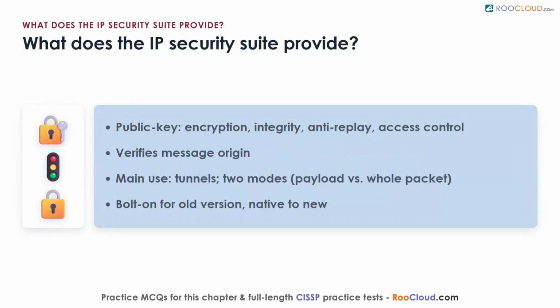What does the Internet Protocol Security Suite provide? A full bundle of protections built directly on the addressing layer. It uses public key cryptography to deliver encryption, integrity, replay protection, access control, and verification of where a message came from. Its main use is building private tunnels, and it can operate in two modes, one protecting just the payload and one protecting the whole packet. It is a bolt-on for the older address version, but native to the newer one. Picture an armored pipeline you can lay between two sites, sealing everything that passes through it.